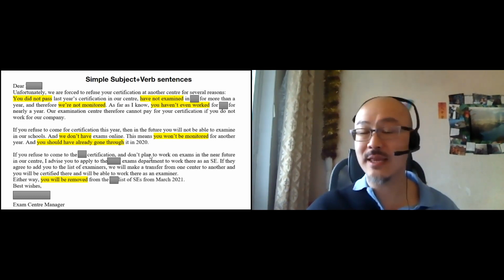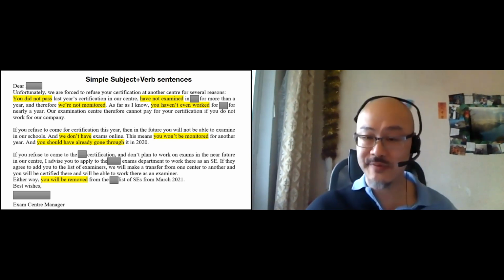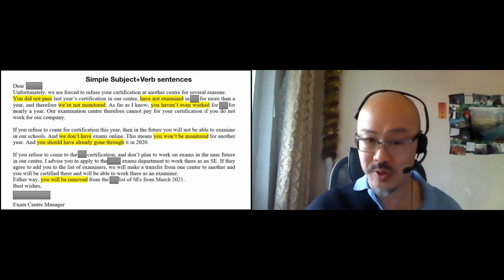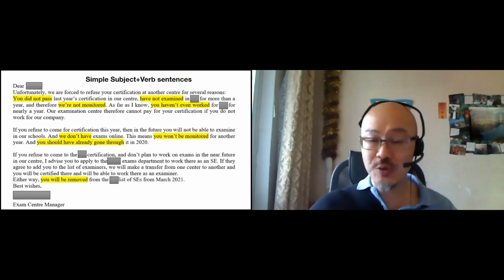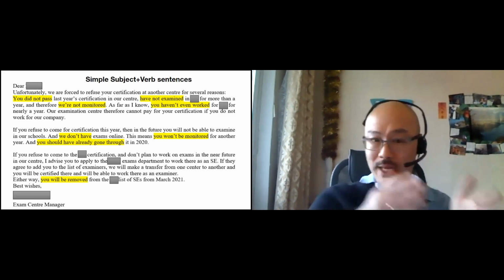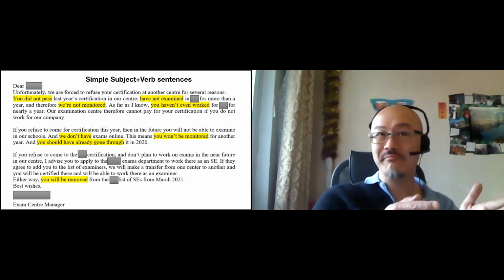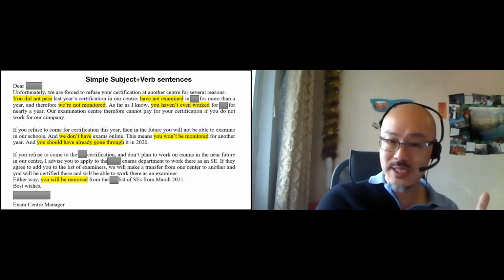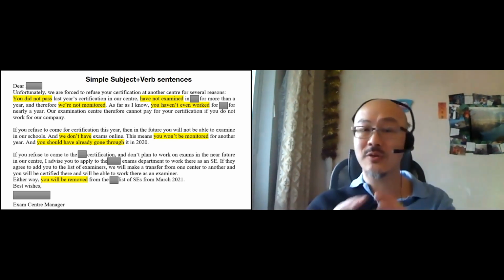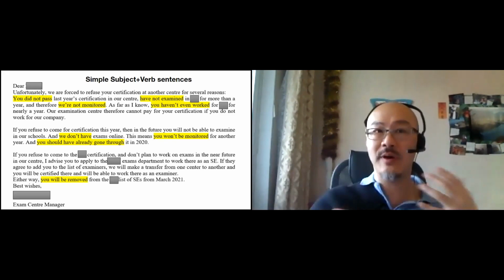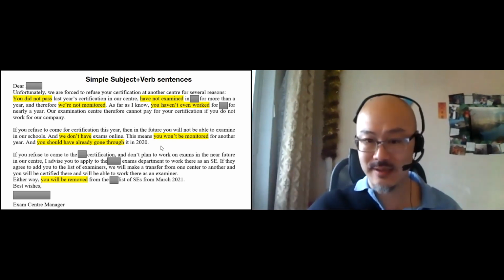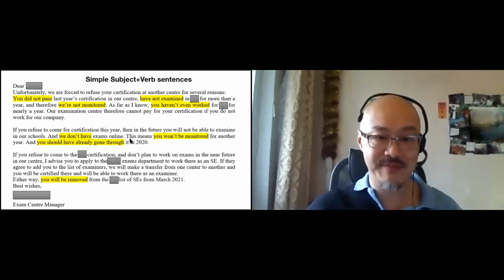I'm not saying that simple subject-verb sentences should not be used. There should be a balance between some complex ones and some simpler ones, so that it creates more fluidity. And I think that also here it's emphasized more because of these uses.